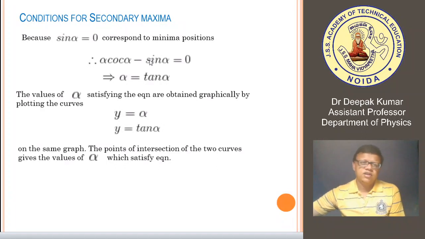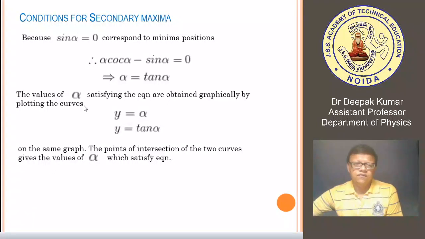The values of alpha satisfying the above equation can be obtained graphically by plotting two different curves. The first curve is y equals alpha, and the second curve is y equals tan alpha. When the graphs are plotted, they will intersect each other at multiple different points. The points of intersection of the two curves give the values of alpha which satisfy this equation.